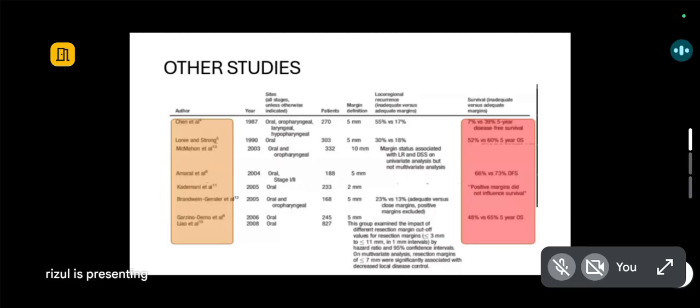and various other multivariate analytical studies that show how much improvement there can be with the definition of surgical margins of 5 mm or more than 5 mm.